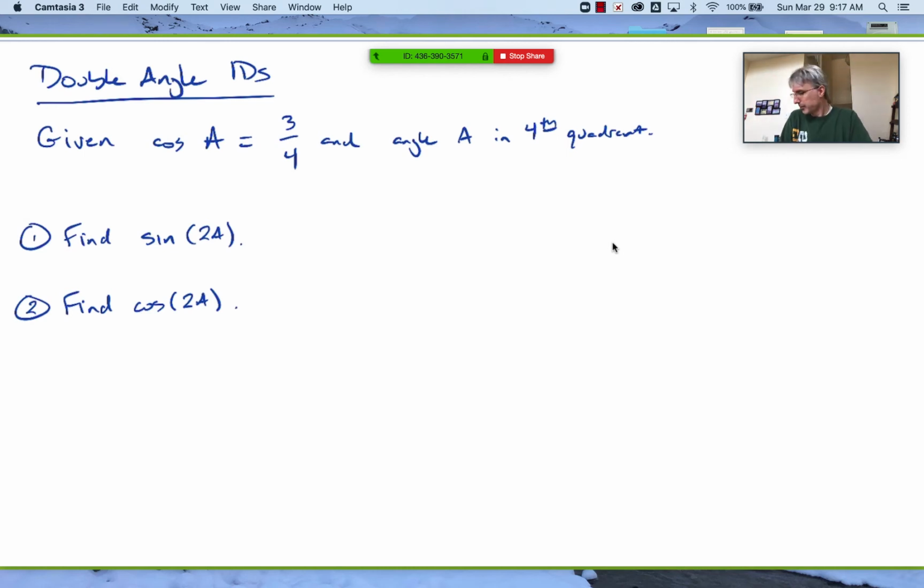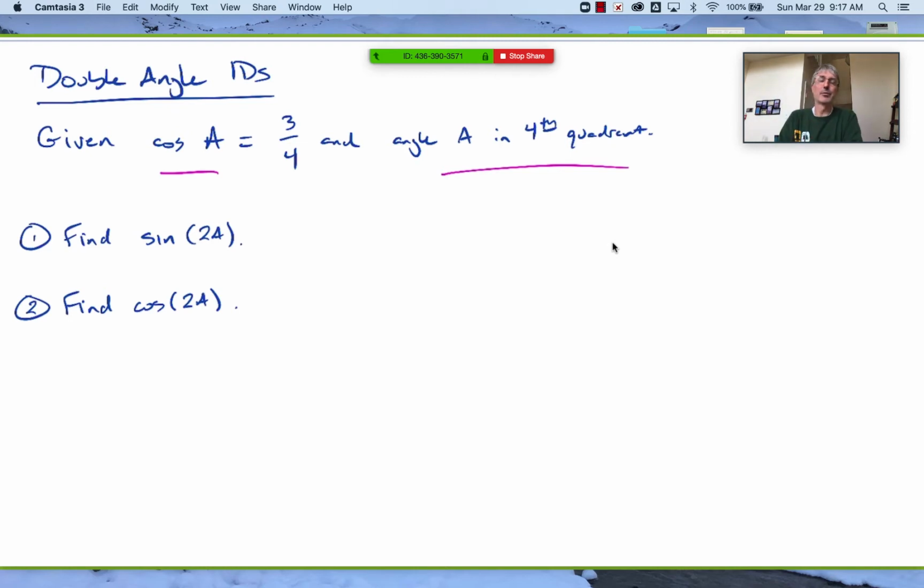Double angle identities. So I'll work a couple of example problems. Typically, you'll be given information like something like this. Cosine of an angle is given, location of the angle is given, and then I want to find the sine or cosine of twice that angle. Again, you'll be given the identities, so you don't need to worry about memorizing those.